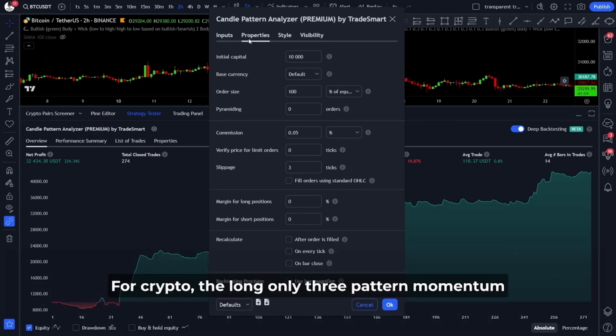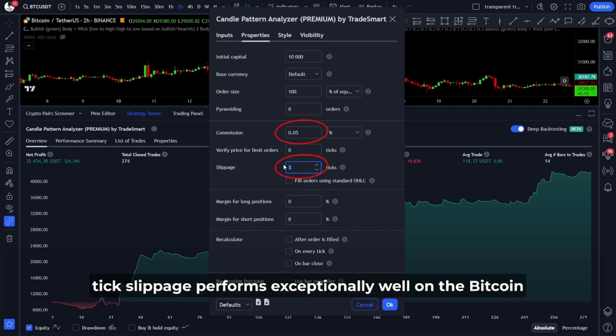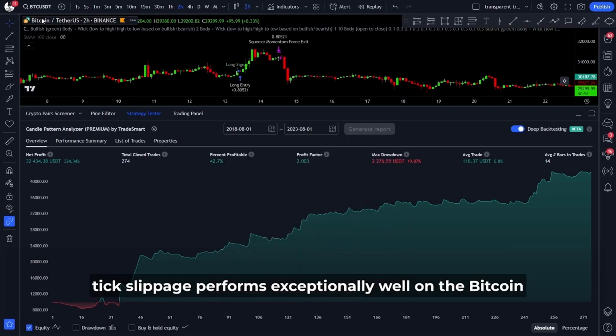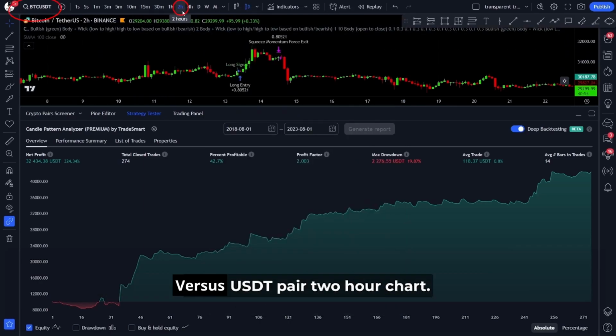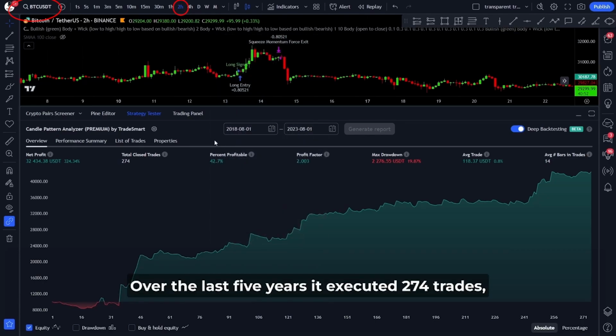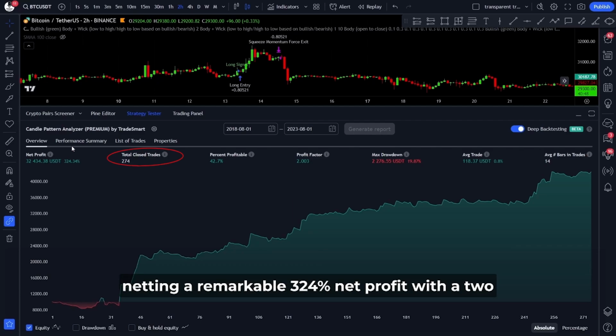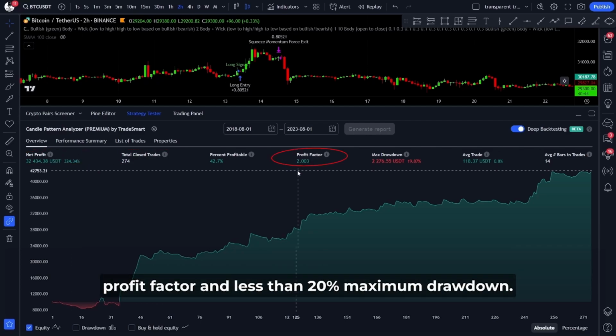For crypto, the long-only 3-pattern momentum strategy with a 0.05% commission and a 3-tick slippage performs exceptionally well on the Bitcoin versus USDT pair 2-hour chart. Over the last 5 years, it executed 274 trades, netting a remarkable 324% net profit with a 2 profit factor and less than 20% maximum drawdown.